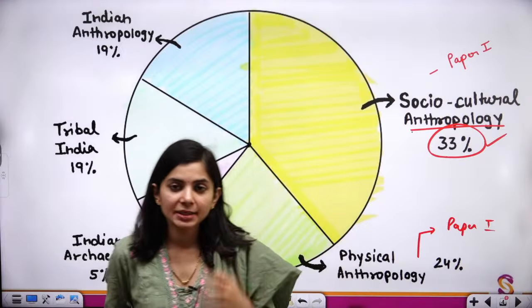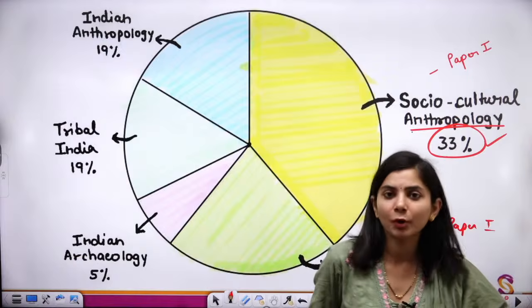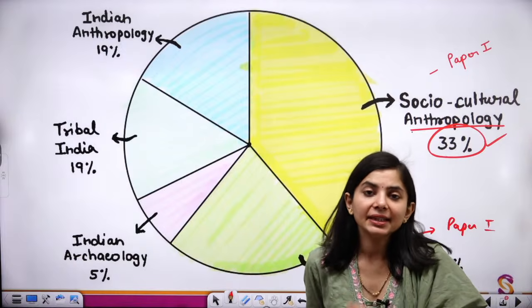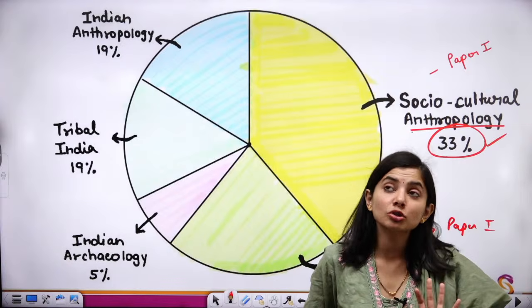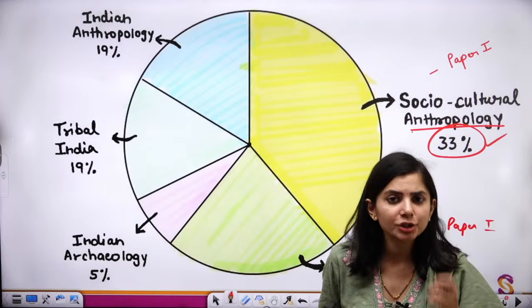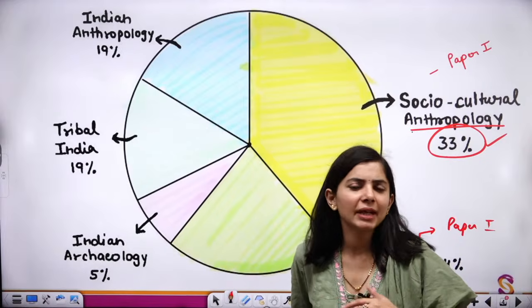So you can understand, out of the total 5 parts, sociocultural anthropology is the most important one. It is the easiest one also. It is not so much scoring, but if you have a certain approach, you can excel in this part. But you cannot expect so much.